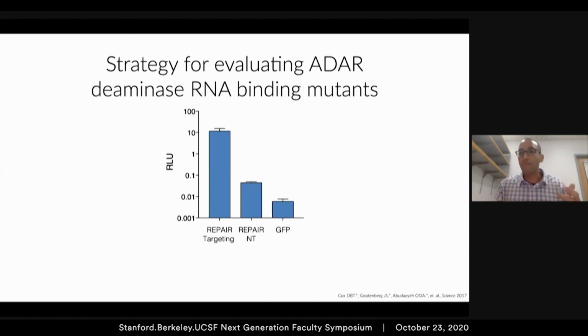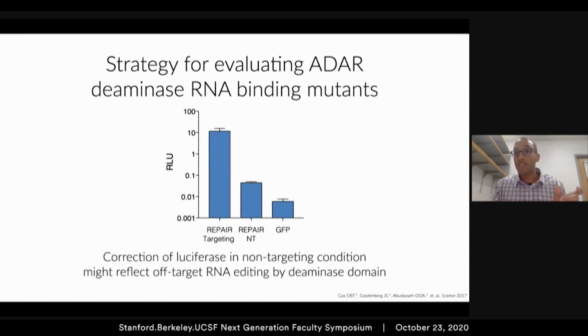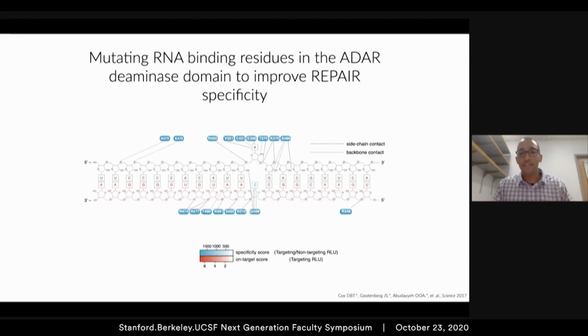So we thought this might be reflective of maybe a little bit of off-target editing, and that we could basically use this as a proxy to screen through the many different mutations that we wanted to test out. So we incorporated this basically to screen constructs in the form of something called the specificity score.